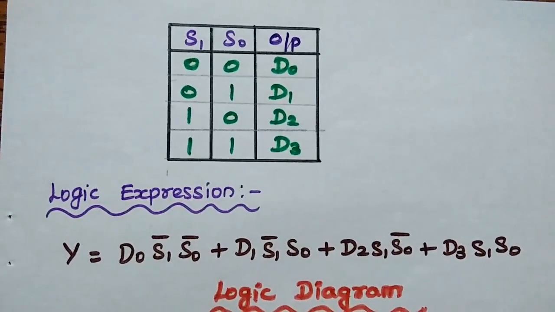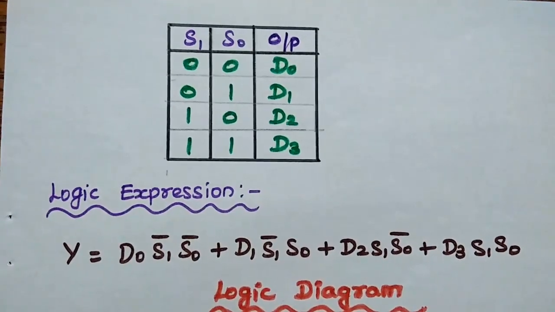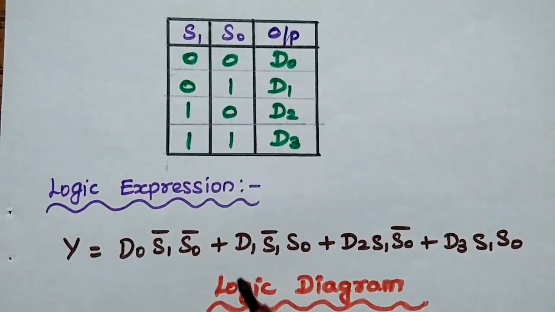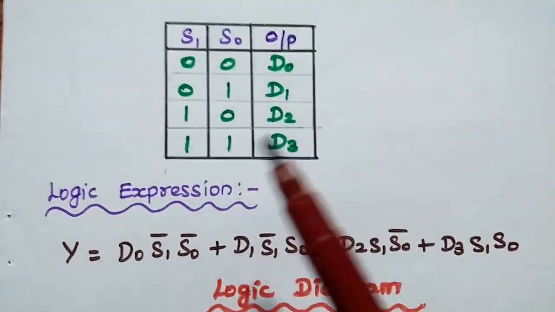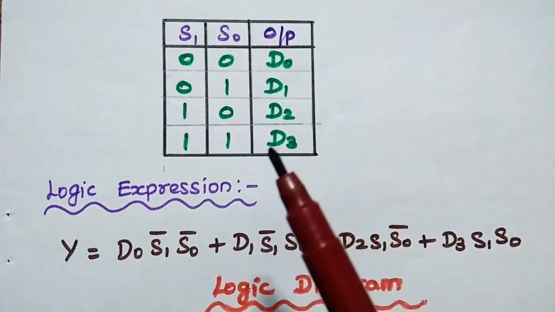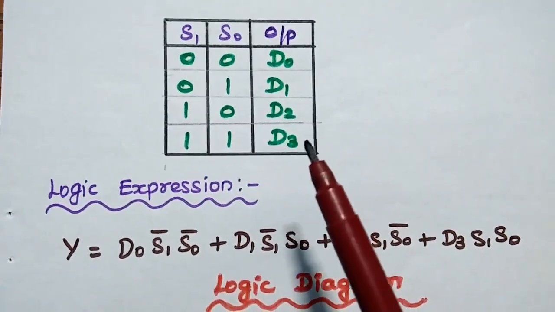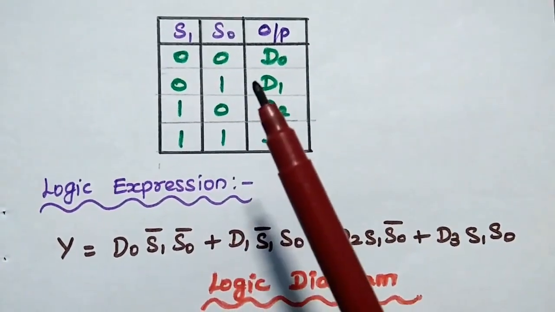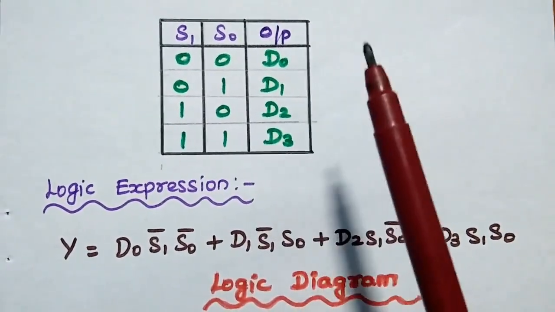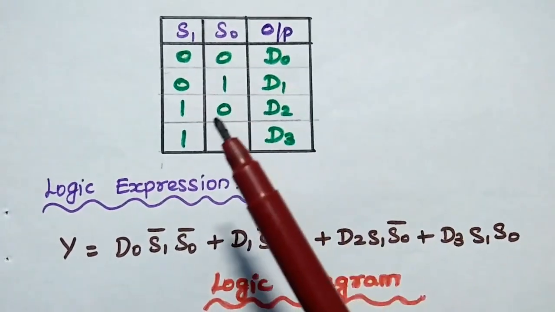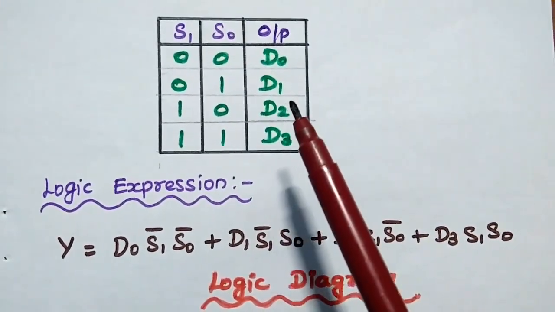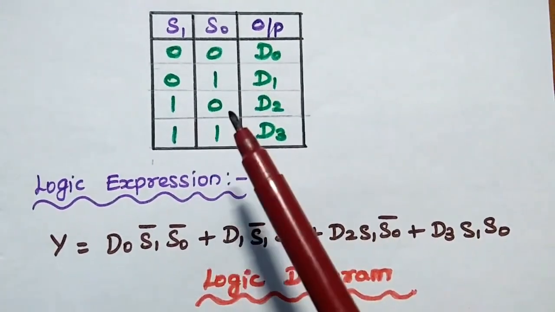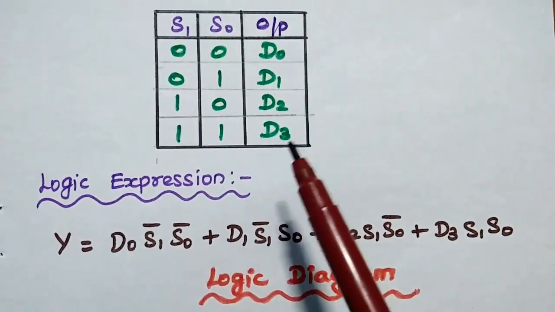Next we are going to draw the logic diagram for 4 is to 1 MUX. For that we need to obtain the logic expression. This is the truth table which relates the selection lines and the respective output. For the combination of 0, 0, the input D0 is selected as the output. For the combination of 0, 1, the input D1 is selected as the output. Likewise, 1, 0 means D2, and 1, 1 means D3.